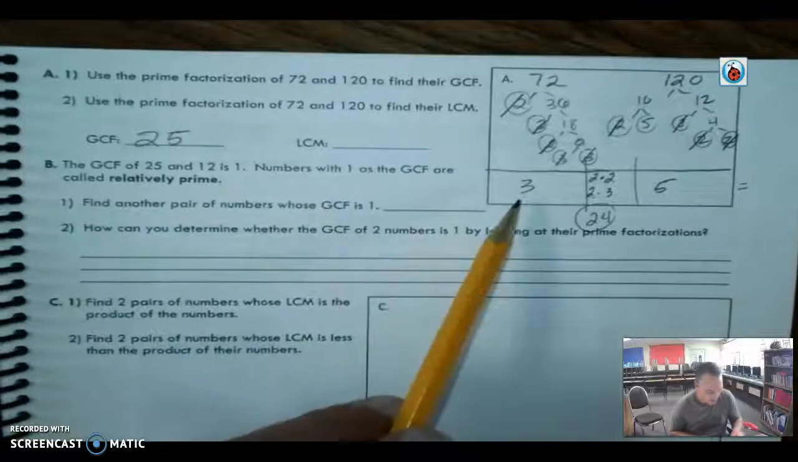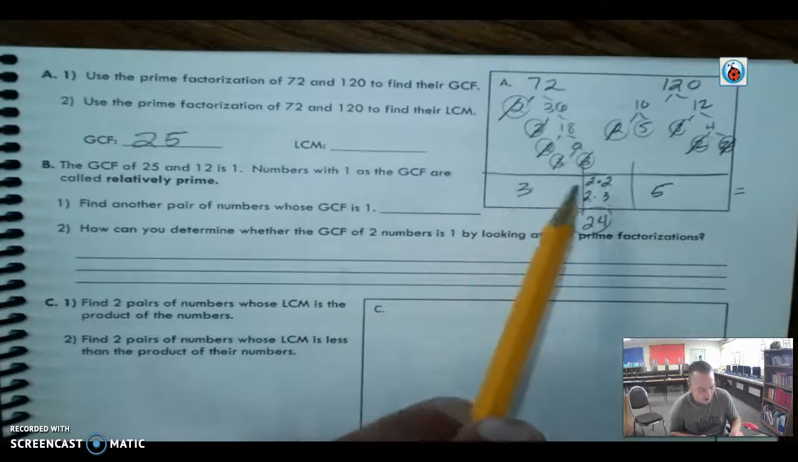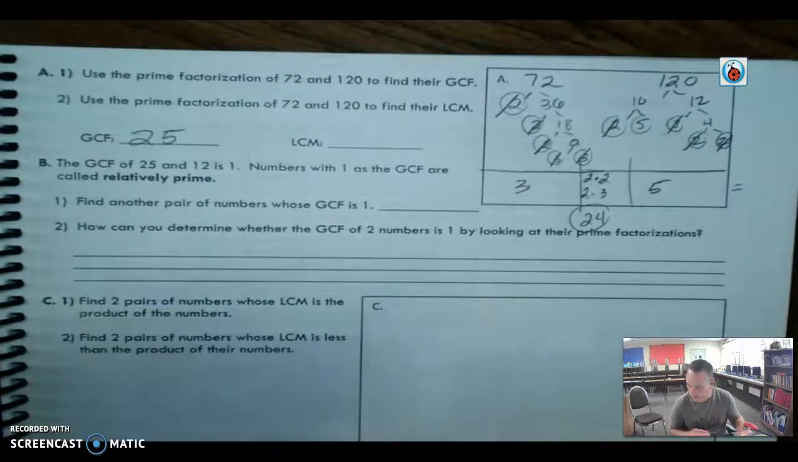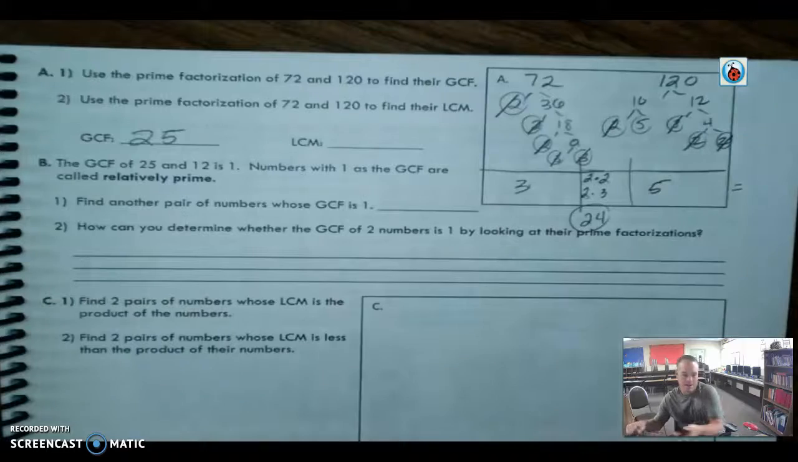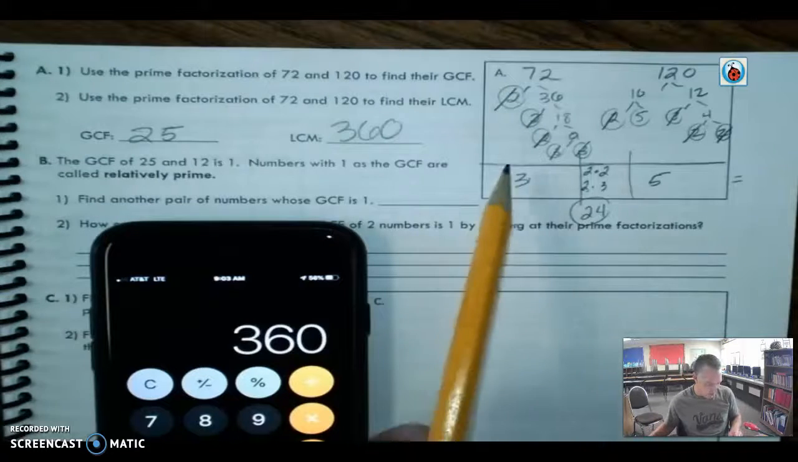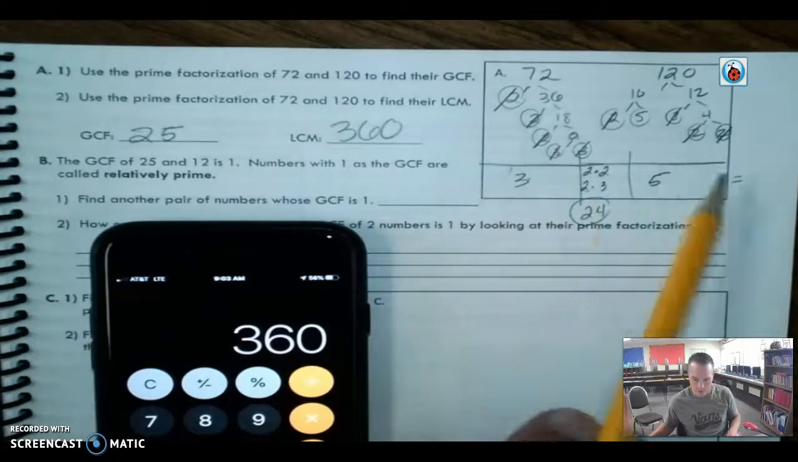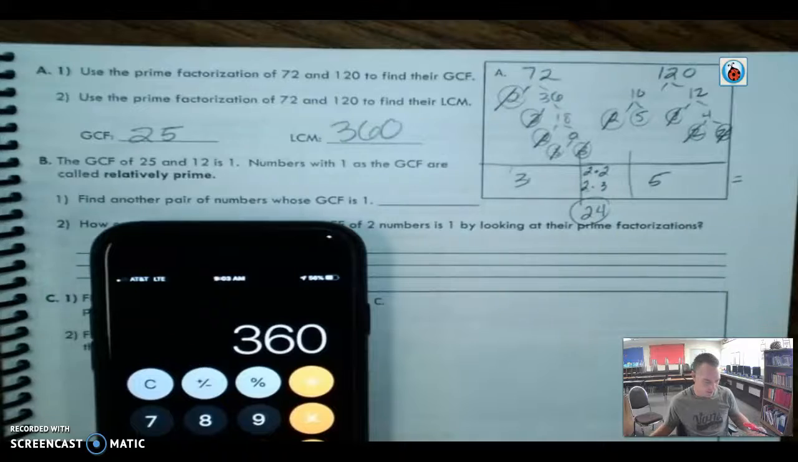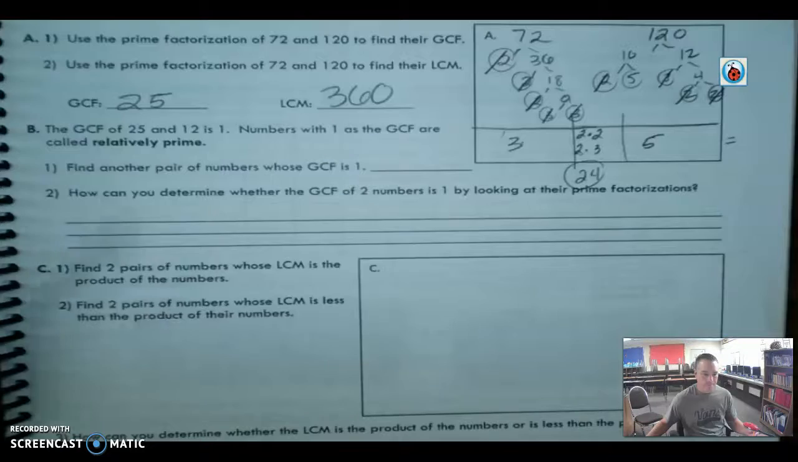Okay, the LCM is going to be 3 times 24 times 5. I don't even know that off the top of my head, so let me get my calculator out here. I multiplied 3 times the GCF, which was 24, times 5, and I get the answer of 360. So 360 goes in there.